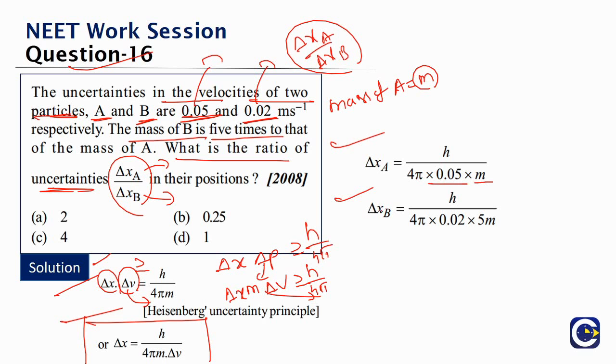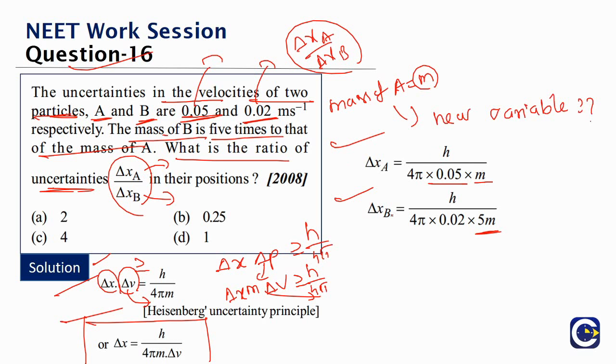For B, delta XB will be equal to h by 4 pi. Here, what is the uncertainty in the velocity? 0.02 into what about the mass? Look at the mass statement. The mass of B is 5 times that of the mass of A. Means if we take the mass of A as m, why are we introducing a new variable here? Because we know we are going to take a ratio only, so it will get cancelled. If the mass of A is m, the mass of B will be equal to 5m.